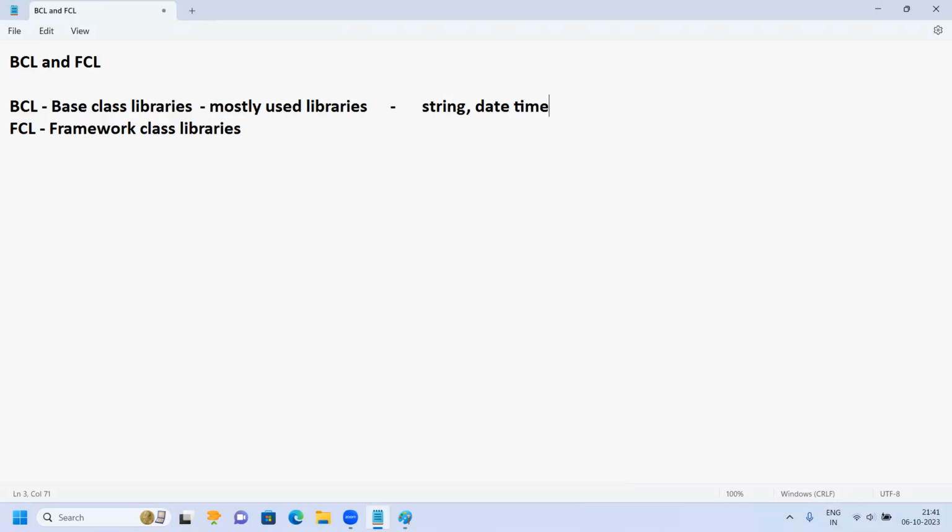And FCL, advanced libraries. And where do we use them? Everywhere. In C#.NET, next VB.NET, next ASP.NET, next ADO.NET. Everywhere you can use framework class libraries, FCL.